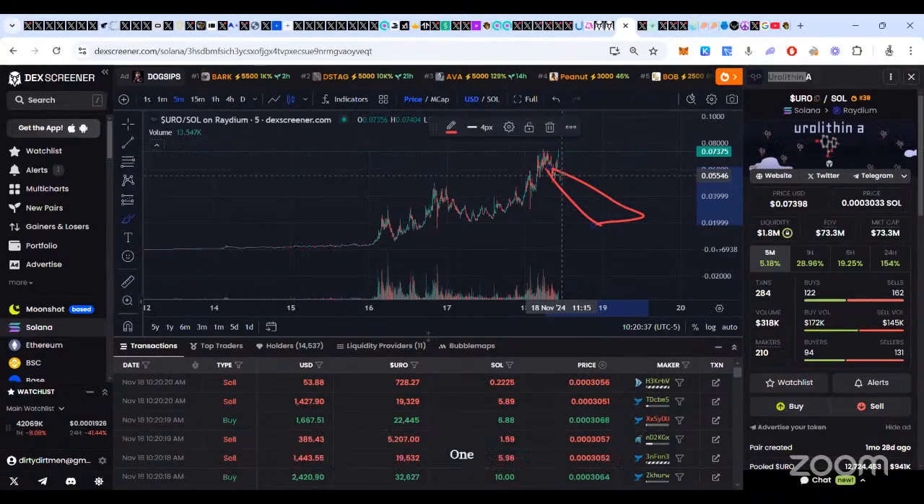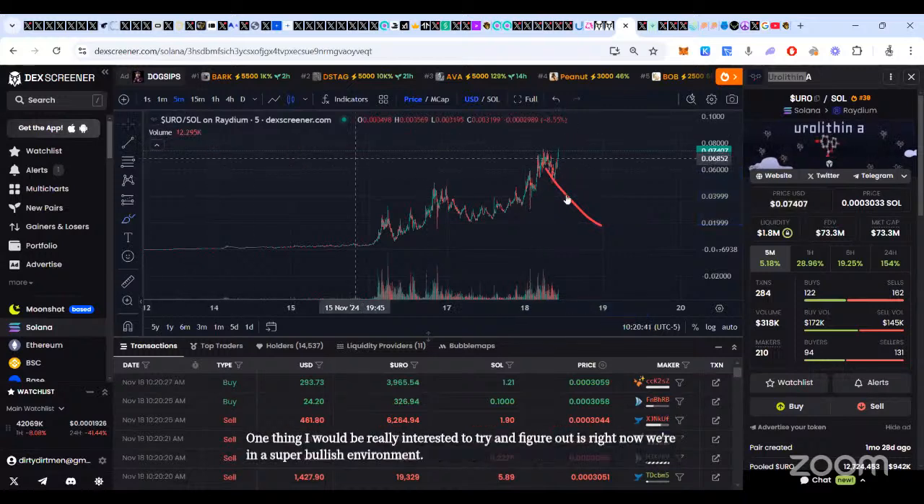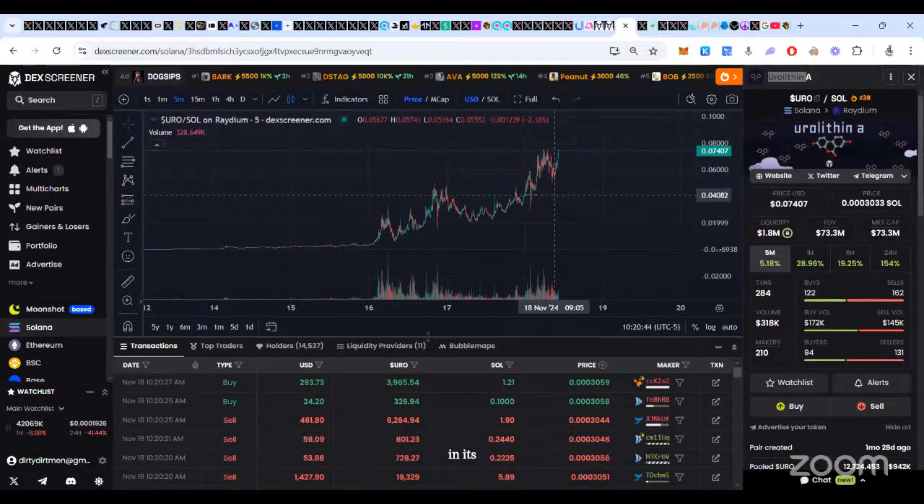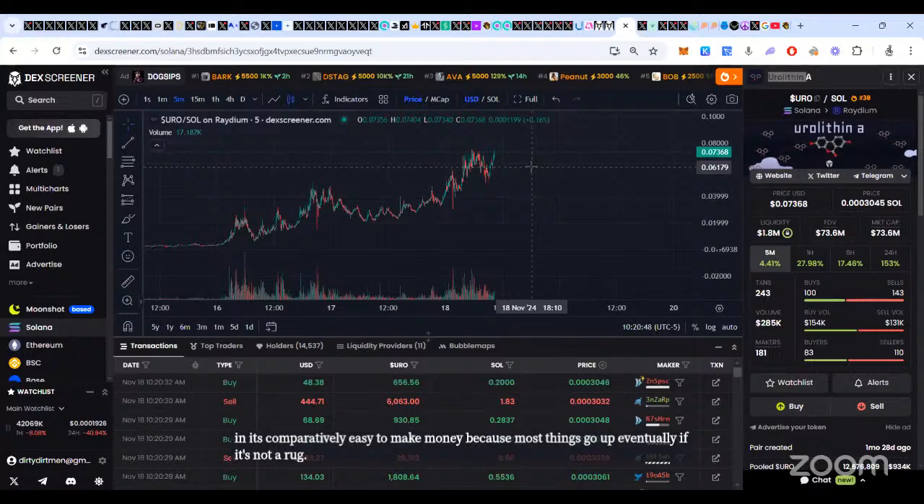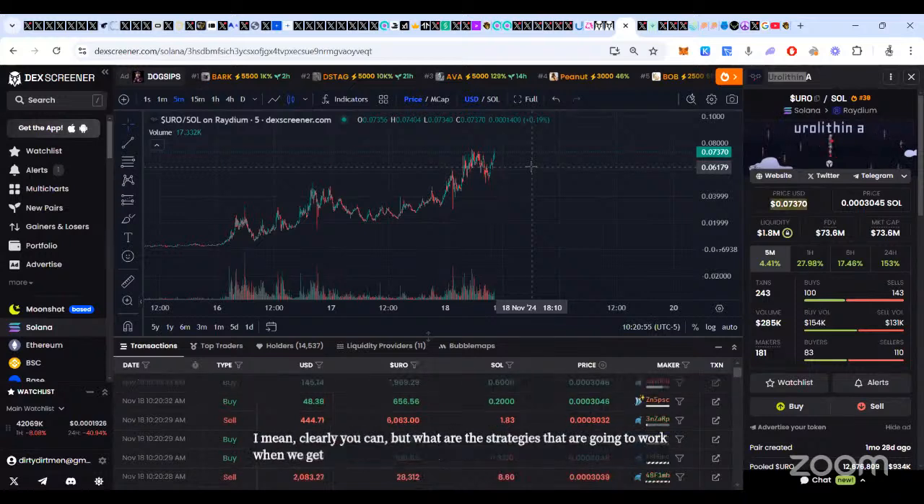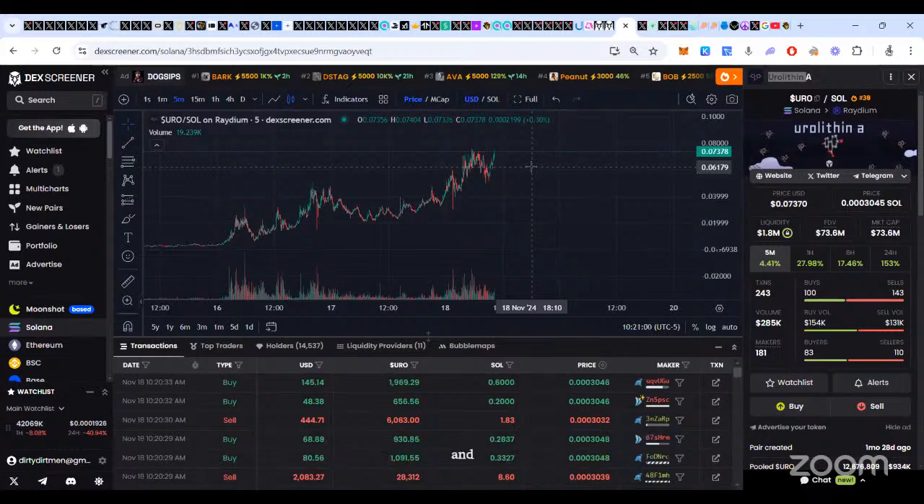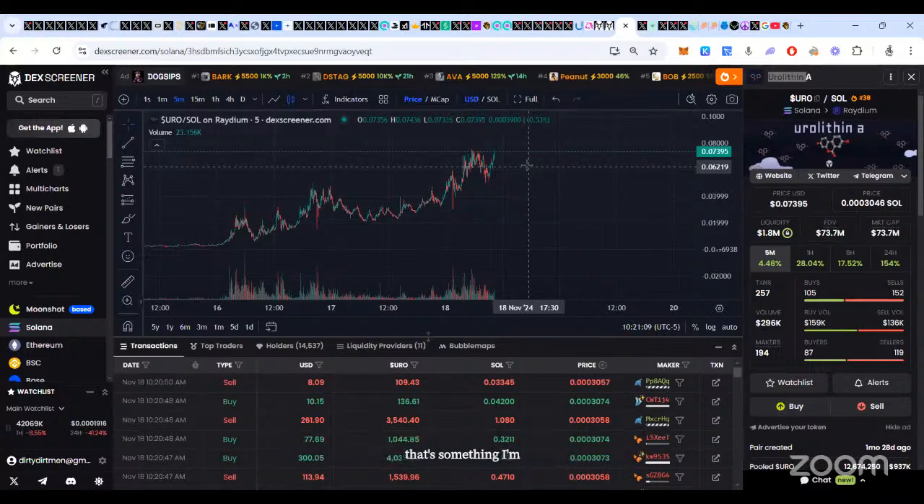One thing I would be really interested to try and figure out is, right now we're in a super bullish environment. It's comparatively easy to make money because most things go up eventually if it's not a rug. What are the strategies that are going to work when we get tippy toppy and when we start going into the bear? And mentally, how to transition from where we are currently, which is a pretty high risk tolerance because you're like, yeah, it's probably going to go back up. That's something I'm not very well prepared for at the moment.